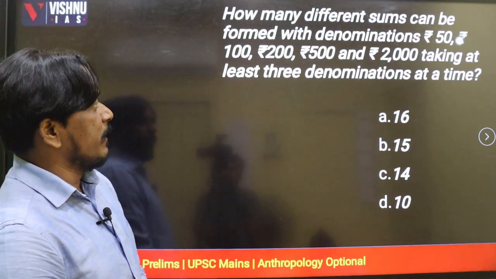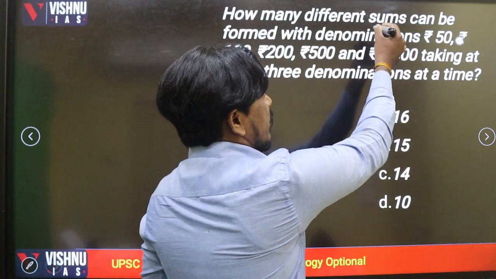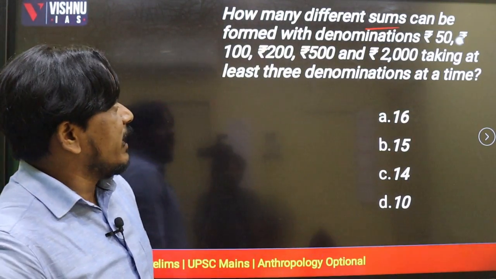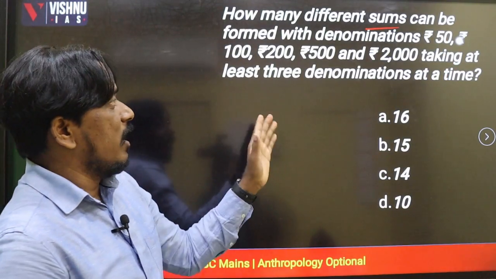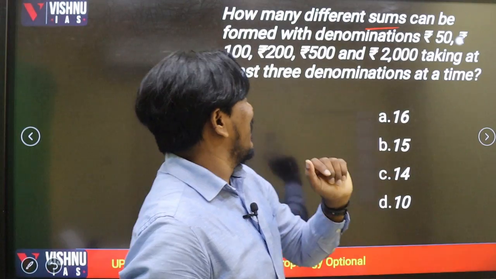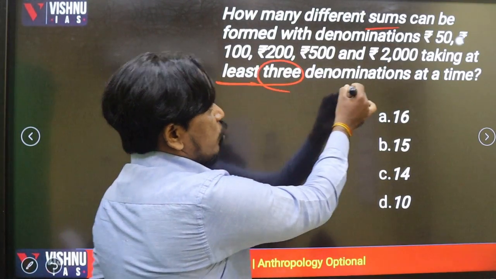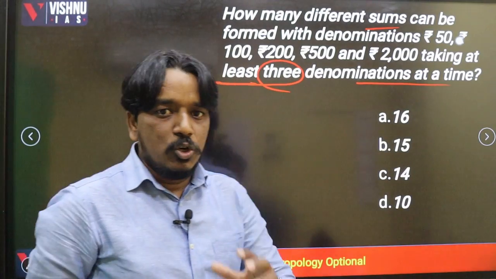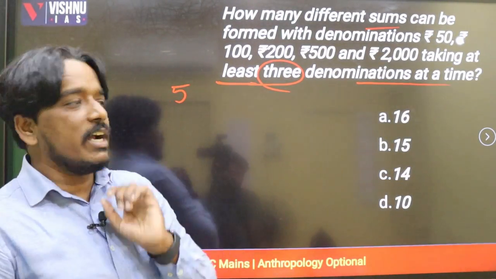Now we'll take one more question here. How many different sums can be formed with denominations 50, 100, 200, 500 and 2000, taking at least 3 denominations at a time? In total, how many denominations are there? 5 denominations are there. What is the condition?